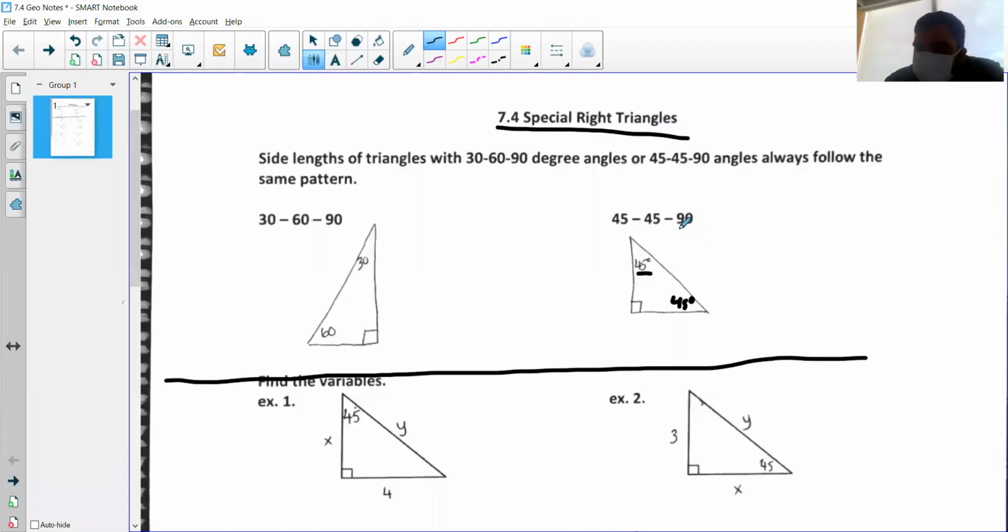So we're going to start off with the 45, 45, 90 triangle because it's the easiest of the two. Now, I'm going to discuss how this situation occurs, but you do not need to know why it occurs. You just need to know the rule.